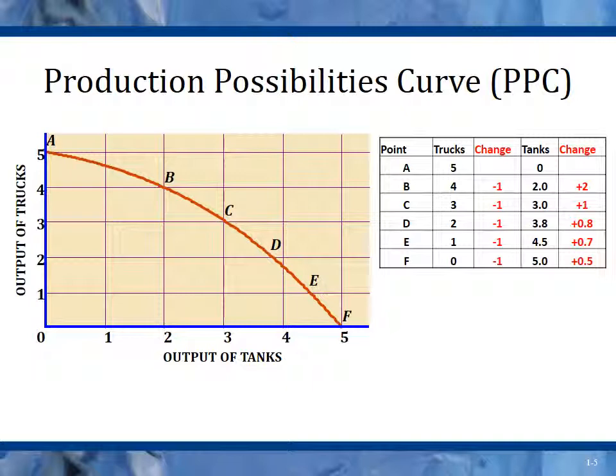So you can see on the left it's the output of trucks, and at the bottom is the output of tanks. So at 4 trucks we can produce 2 tanks. And at 2 trucks we can produce about 3.7 tanks. And at 0 trucks we make 5 tanks, and at 0 tanks we make 5 trucks.